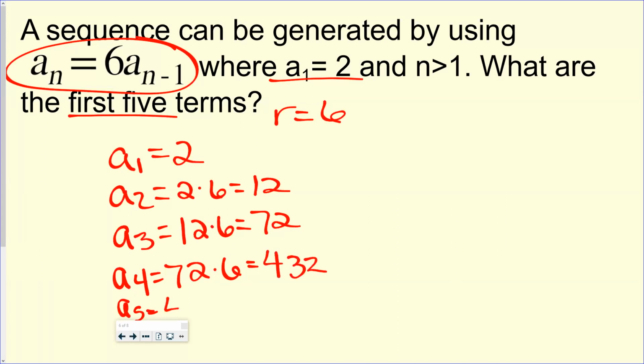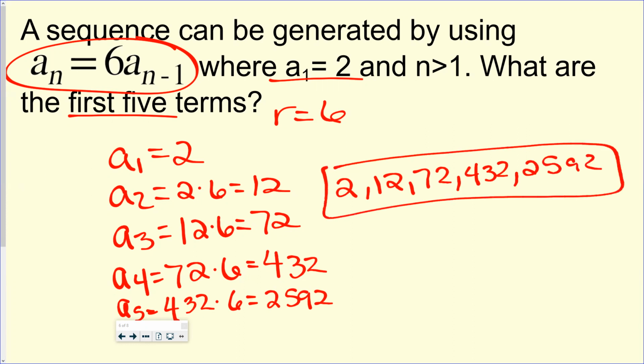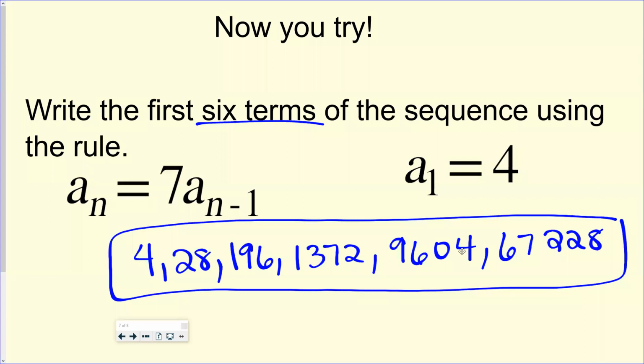Then 72 times 6, which gives me 432. 432 times 6, which gives me 2,592. And those are our answers: 2, 12, 72, 432, and 2,592. That's how you get a list of numbers when you're given your recursive rule. Why don't you guys give it a try? All right, guys, that's what you should have got for your list of numbers. Let's go ahead and let's see what we got next.